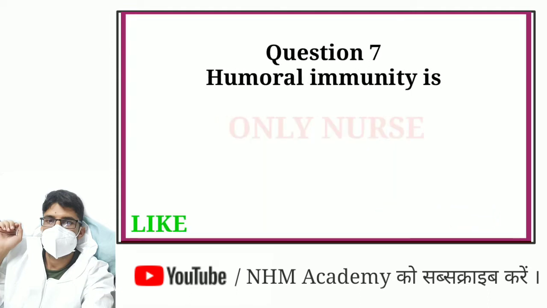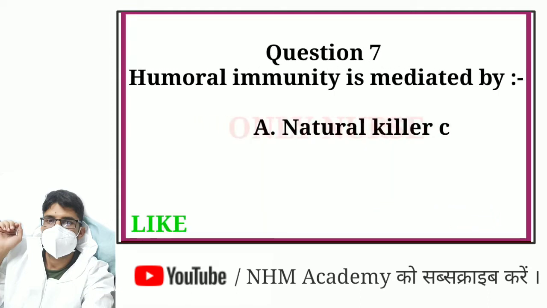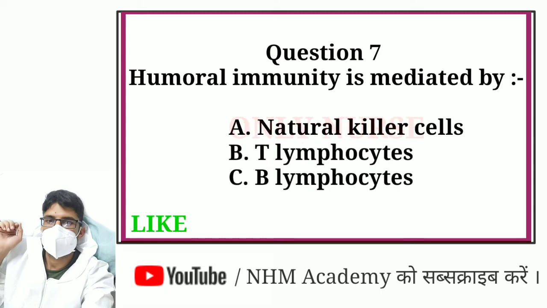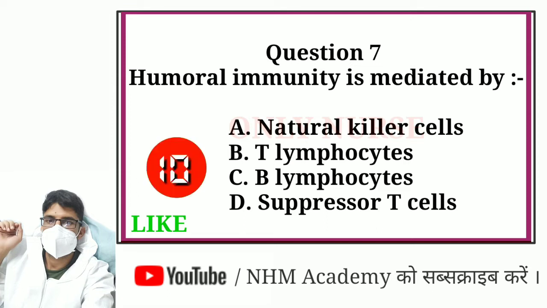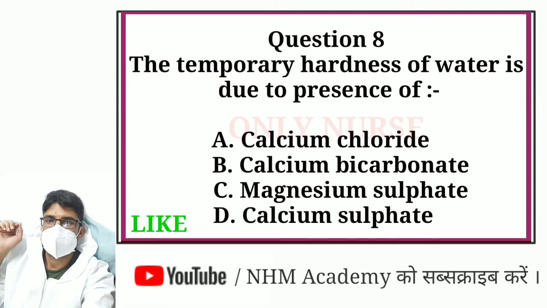Question 7. Humoral immunity is mediated by. Options: A. Natural killer cells. B. T lymphocytes. C. B lymphocytes. D. Suppressor T cells. Answer of this question is option C. B lymphocytes.